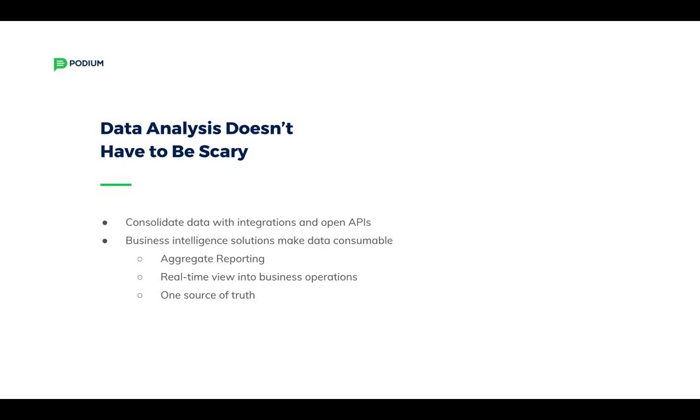Imagine making a cake, or when you bake something, it's important to have all the ingredients there together when you bake this, so that you know where to pull from and what to take. There are a lot of business intelligence solutions out there where you can do aggregate reporting and get a real-time view into business operations. And again, the most important thing is to have the one source of truth.